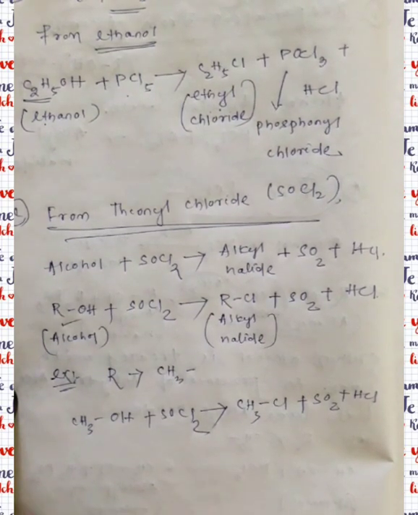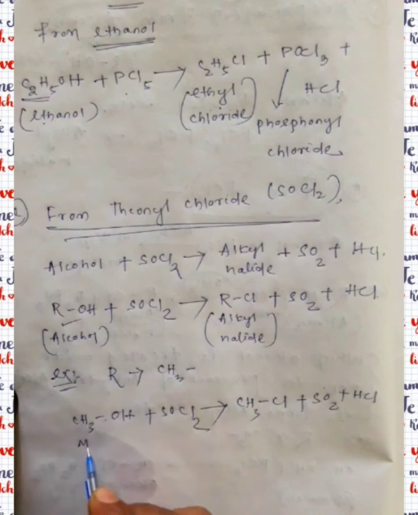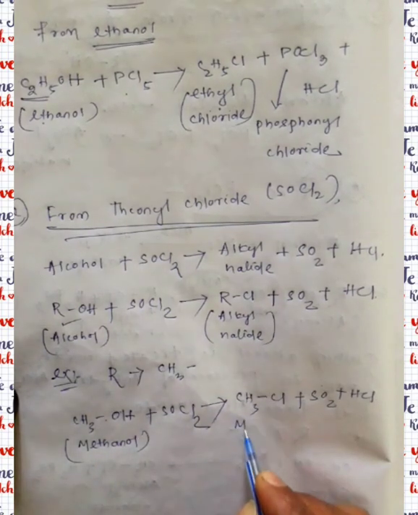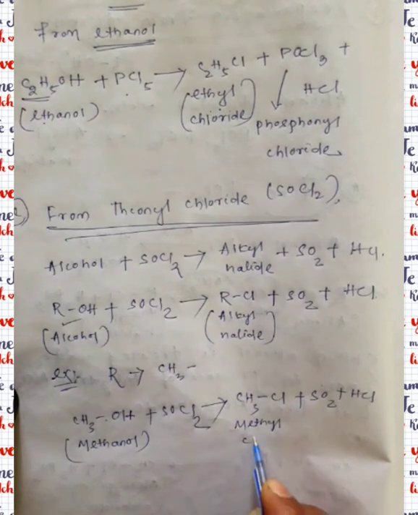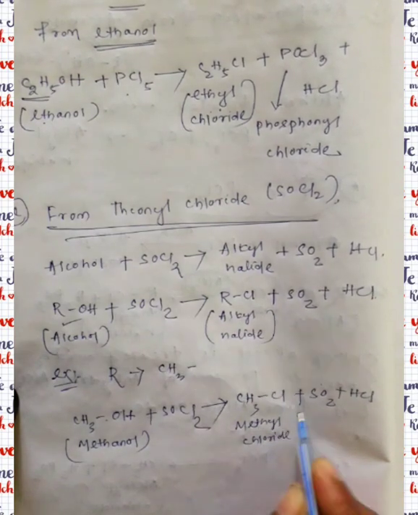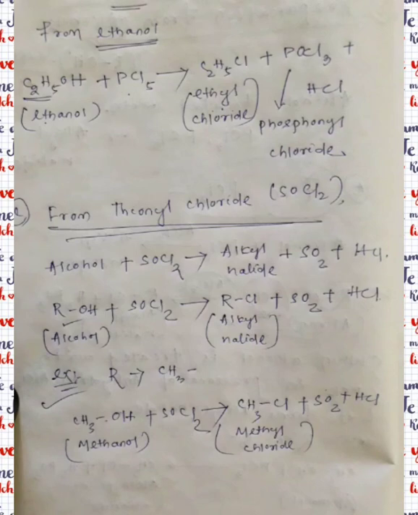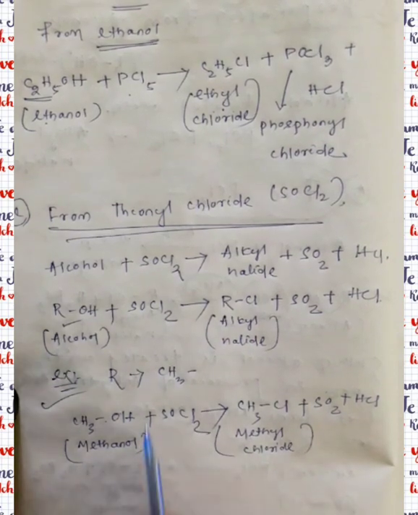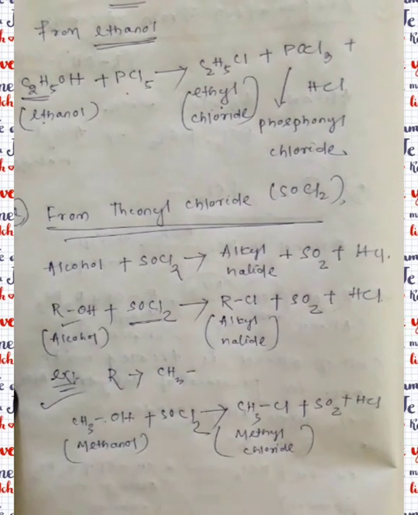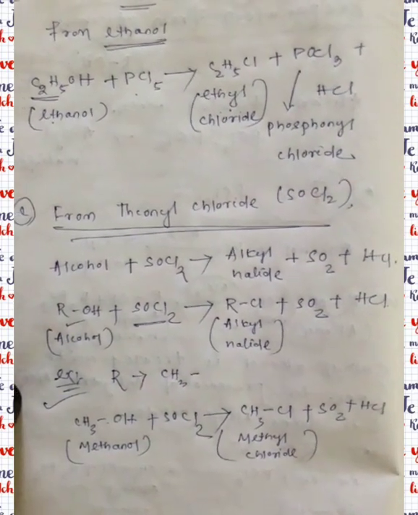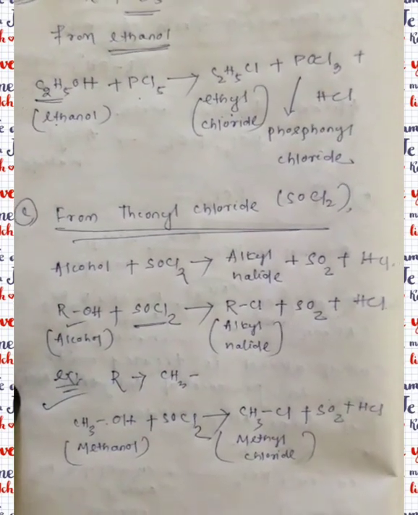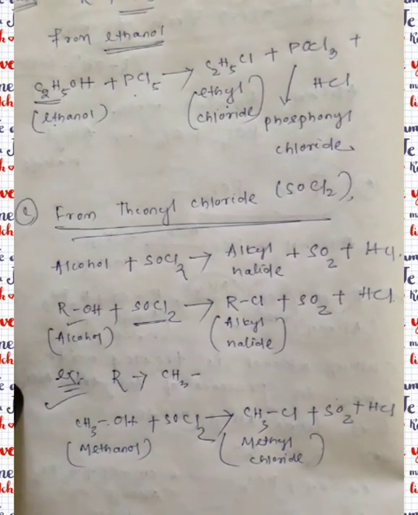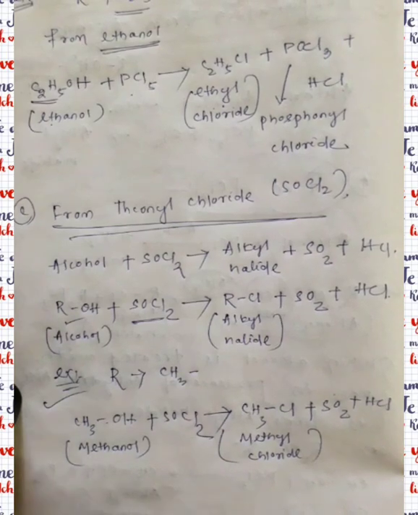This is the reaction. This is methanol, this is methyl chloride, this is the overall reaction process. Now alkyl halide is prepared from SOCl2. By using SOCl2, alkyl halide is prepared. This is the overall process.